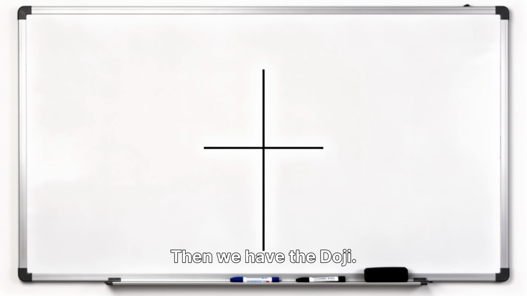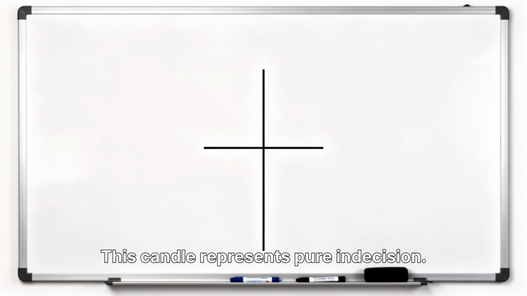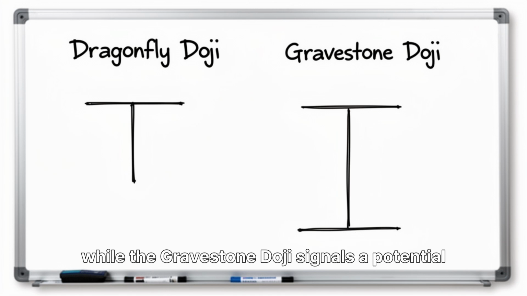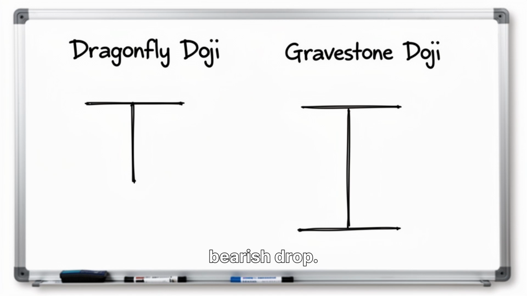Then we have the doji. This candle represents pure indecision. Neither buyers nor sellers could gain an advantage. Variations like the dragonfly doji signal bullishness, while the gravestone doji signals a potential bearish drop.